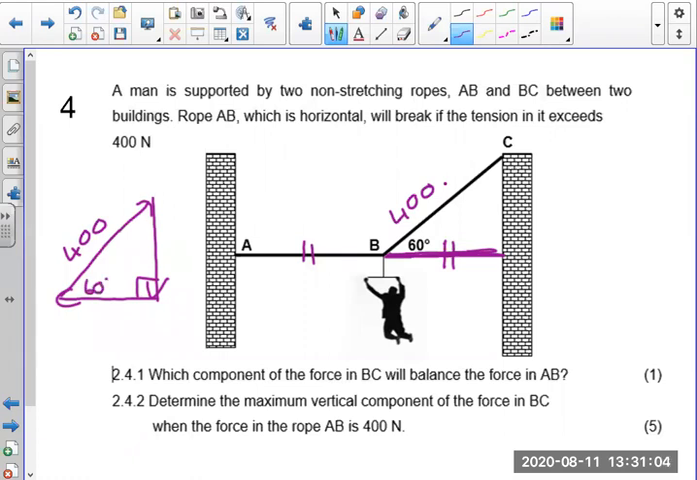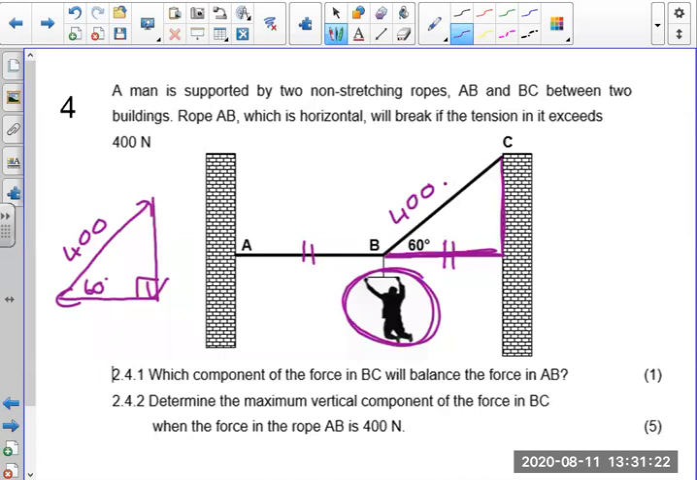Okay. So what I know is that this Y component is the same as the weight of this guy, because these forces are in equilibrium. Okay, so if I work out the Y component, I will have the weight of this person.